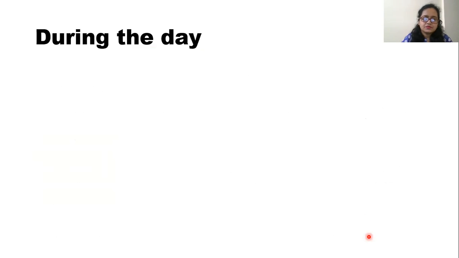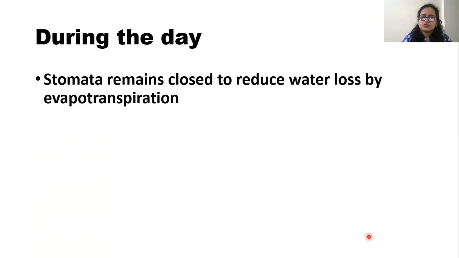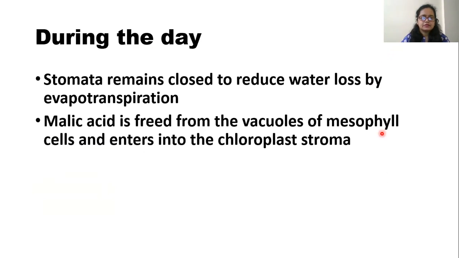Now, what are the steps during the day? Stomata remain closed to reduce water loss by evapotranspiration, and malic acid is freed from the vacuoles of mesophyll cells and enters the chloroplast stroma in order to carry out the Calvin cycle to fix CO2. In this way, photosynthesis occurs in CAM plants, which are generally succulents such as cactus, pineapple, etc.